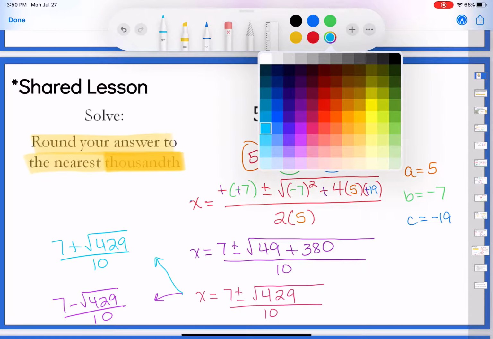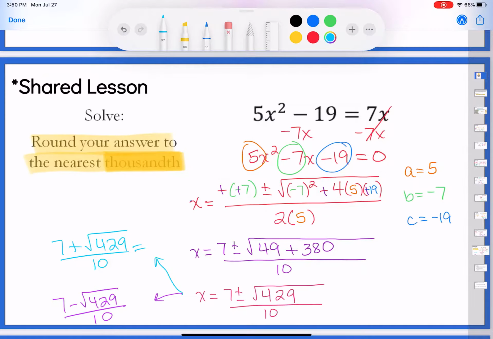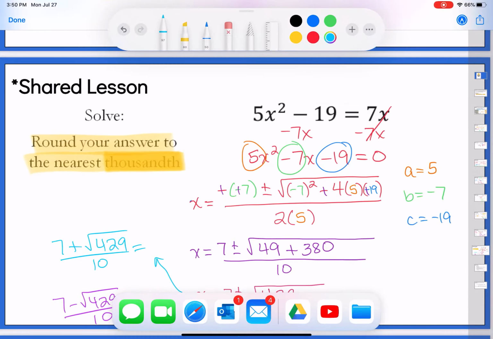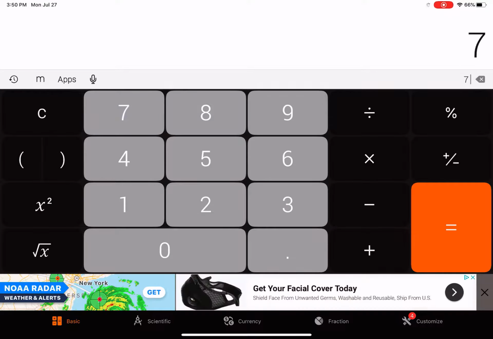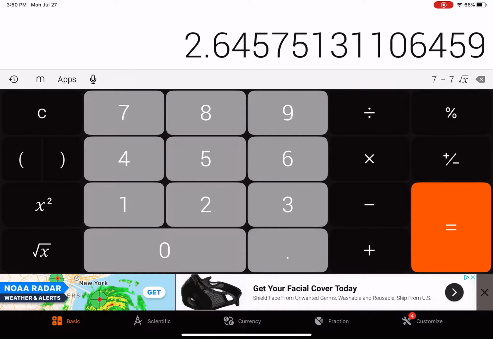Let's see if I can pull one up right quick. I can't. Okay, so get out your calculator, type those in. Don't mind my desktop here. I'm going to get my calculator going. Okay. All right, so we need to do 7 minus the square root. Oh, sorry.